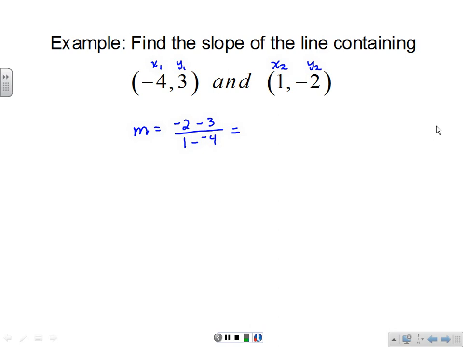So, negative 2 and negative 3 is going to be negative 5. And 1 plus 4 is going to be a positive 5, so your slope is going to be negative 1, or if you want to do it 1 over 1, that's fine.